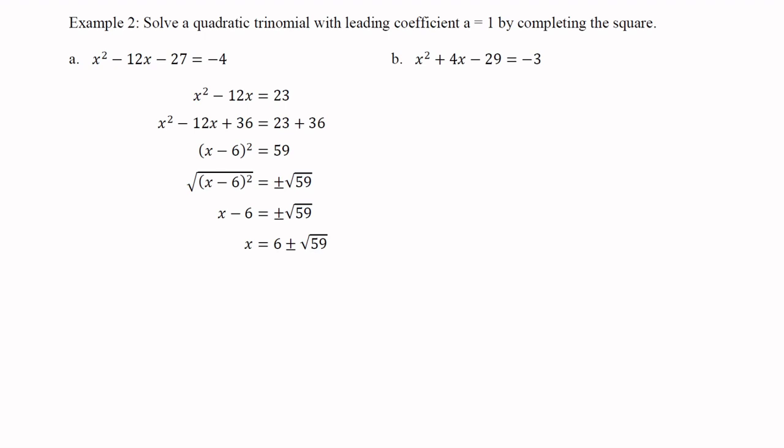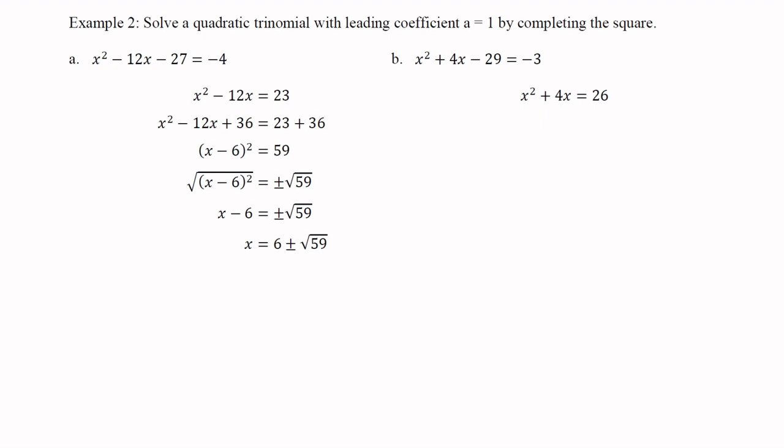For this other example, we've got x squared plus 4x minus 29 equals negative 3. We're going to add 29 to each side to give us x squared plus 4x equals 26. And now we're going to find the last term for our perfect square trinomial on the left. We're going to complete the square.